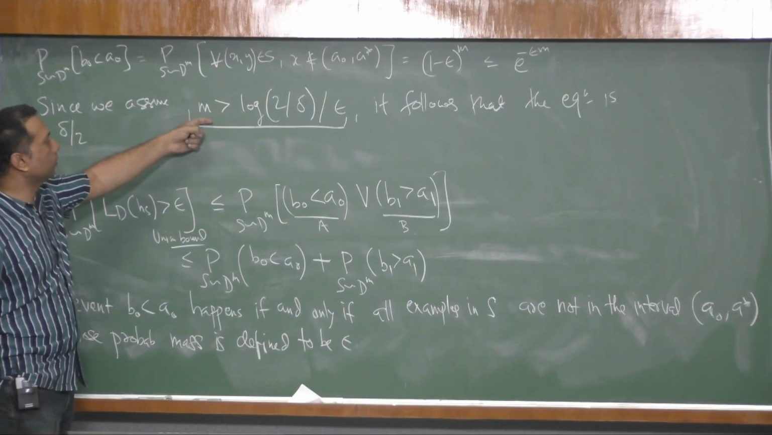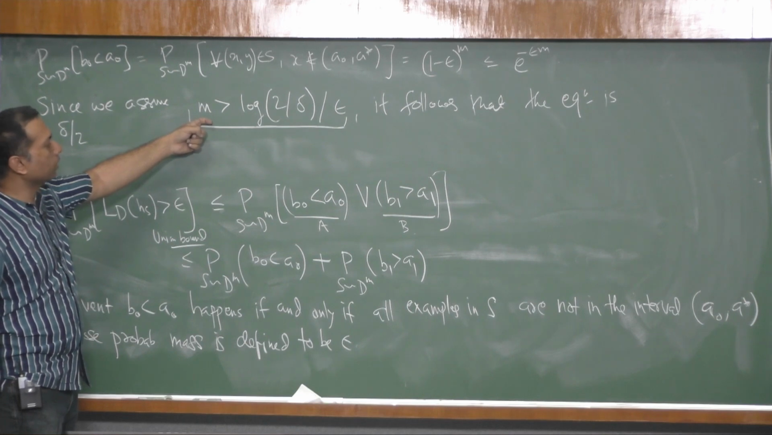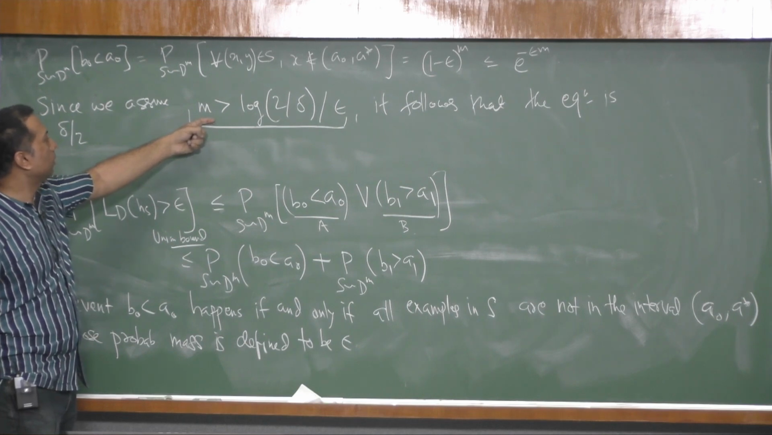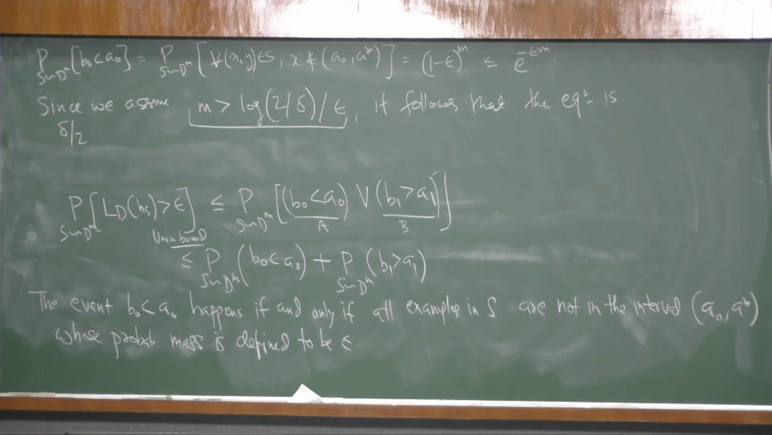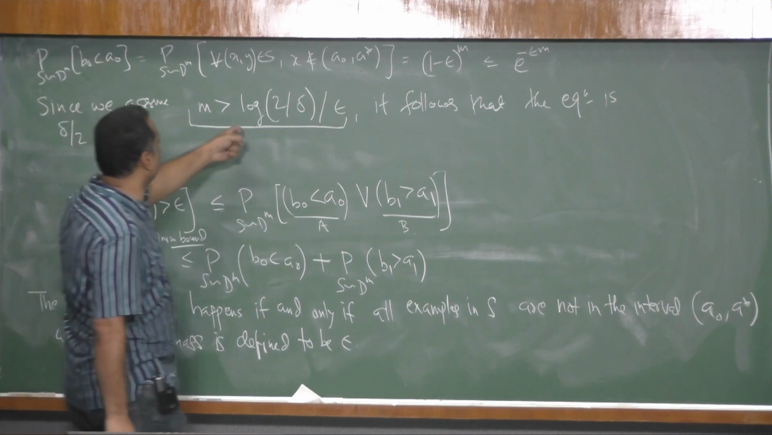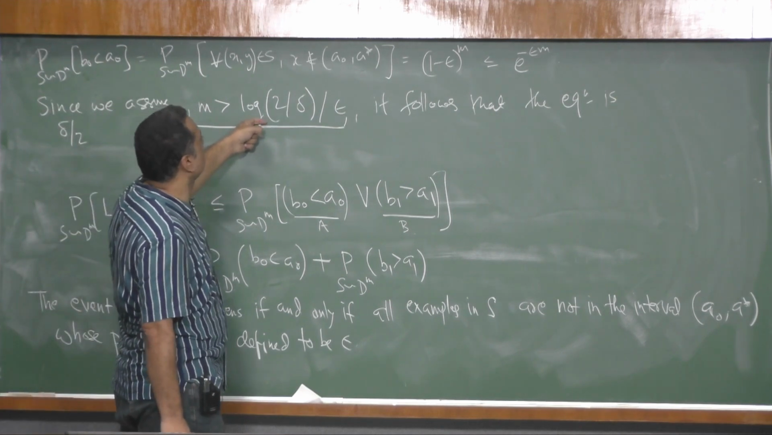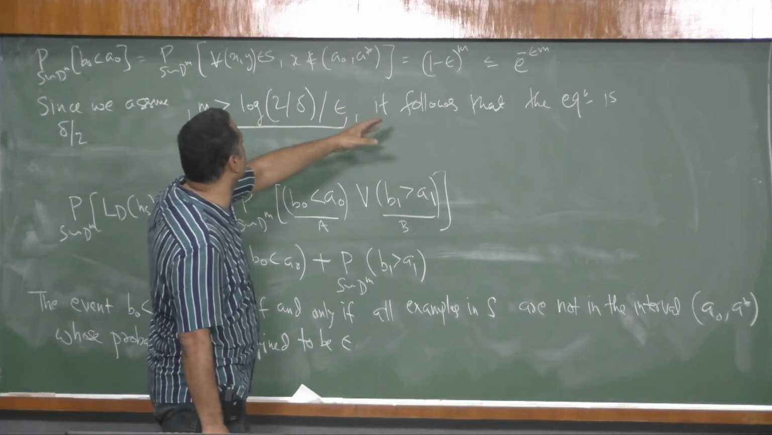If we can make the samples at least log 2 by delta by epsilon, then we are safe, right? Because at least we will take that. So with a minimum samples this, now we can solve for this, right?